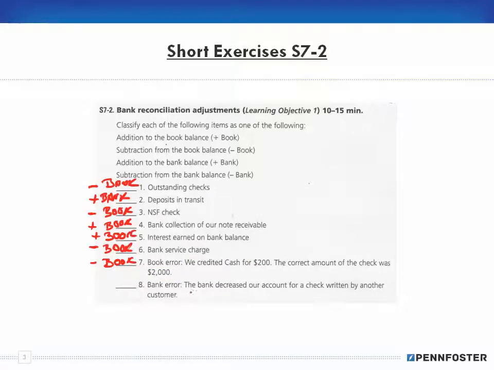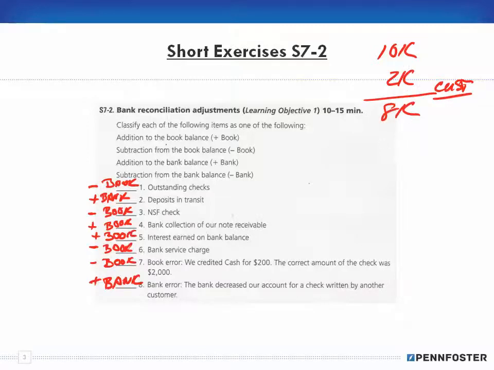And then the bank error, the bank decreased our account for a check written by another customer. All right. Well, we're going to have to add that back in. So we're going to add that to the bank, meaning if I had a balance of say 10,000 and the bank made an error and there was a $2,000 charge to our account because of another customer, right? In other words, they cashed that check for this other customer to our account when it shouldn't have been ours. Well, the bank is showing 8,000.